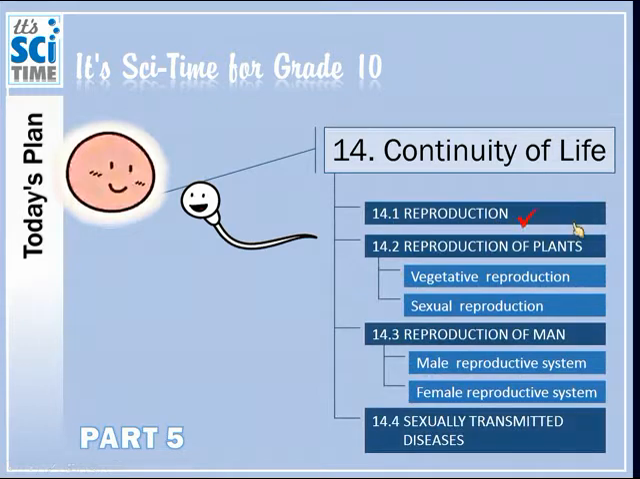First one, reproduction. We finished that one, and the reproduction of plants is also completed, under that vegetative reproduction and sexual reproduction of plants, both we completed. And reproduction of man we completed, the male reproductive system, that part is also already completed. The remaining ones are the female reproductive system and the sexually transmitted diseases, and we hope to cover this part, the female reproductive system, today itself.